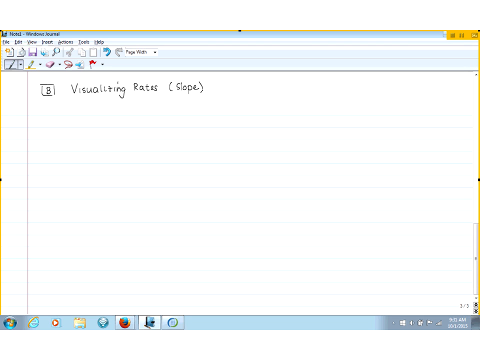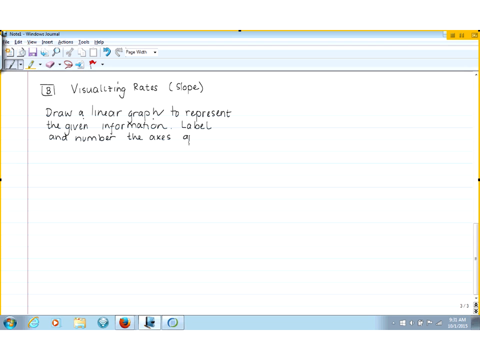So given this graph, visualizing rates. What we want to do is draw a linear graph to represent the given information. Be sure to label and number the axis appropriately.